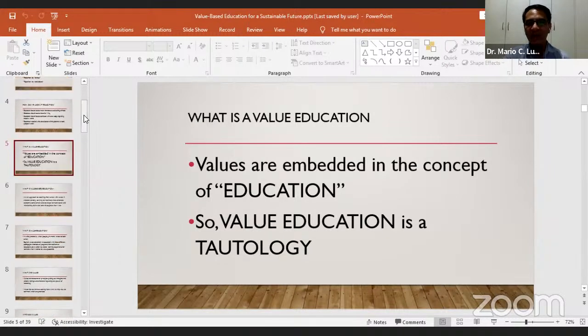So values are embedded in the concept of education. Value education is a tautology. And what is the meaning of that? We try to enhance the value of education. We are giving value into it. Education is already a process of forming people or valuing the kind of learners that we have. So value education is a tautology.